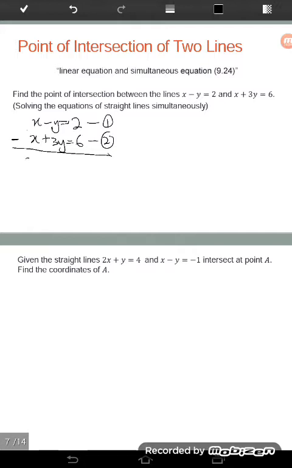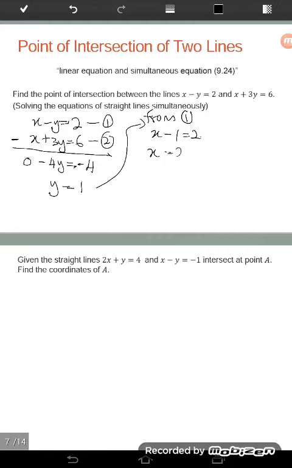X minus x become 0. And then negative y minus positive 3y become negative 4y. And 2 minus 6 is negative 4. Okay, so therefore y is equal to negative 4 divided by negative 4, which is 1. Okay, so next, find the value of x. X is equal to, so this one tak kisahlah nak guna persamaan yang mana. So let's say I use from equation number 1. Okay, so x minus y, which is 1, is equal to 2. So x is equal to 2 plus 1, which is 3. Okay, so therefore the point of intersection is, okay, so the point of intersection is equal to coordinate of x 3 and coordinate of y is 1. Okay, so 3, 1.